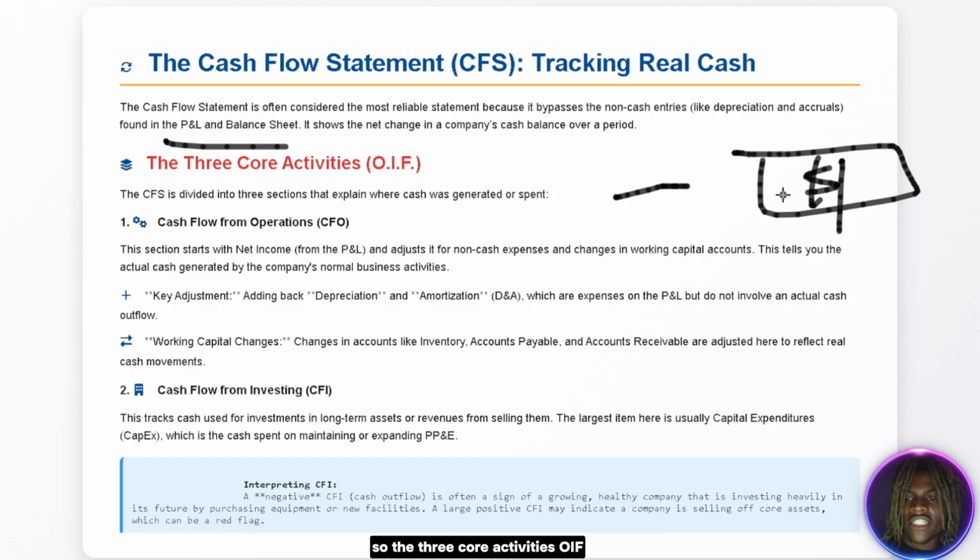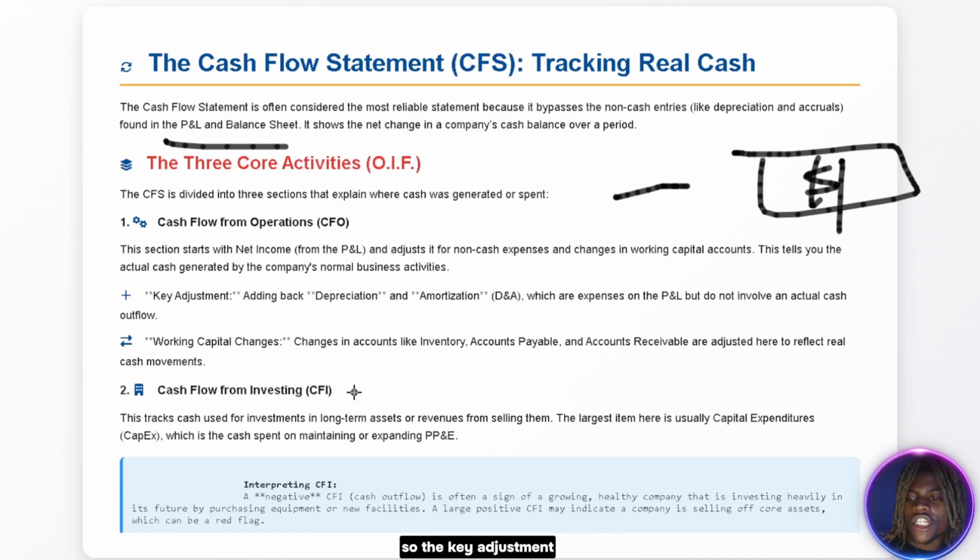So the three core activities. The CFS is divided into three sections that explain where cash was generated or spent. So one, the cash flow from operations, CFO. This section starts with net income from the P&L and adjusts it for non-cash expenses and changes in working capital accounts. This tells you the actual cash generated by the company's normal business activities.